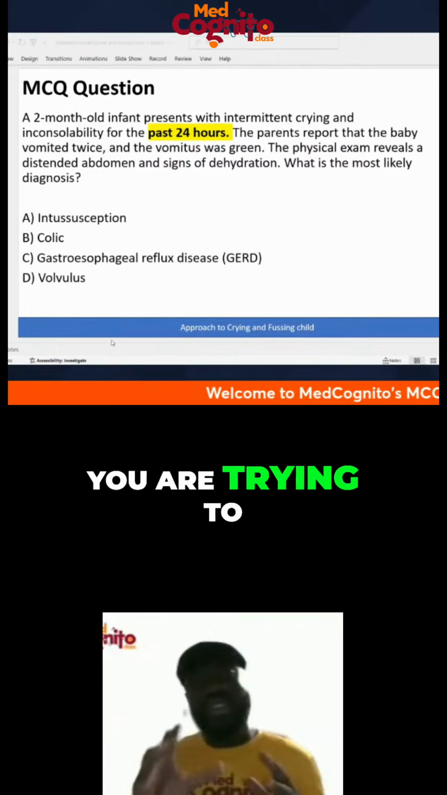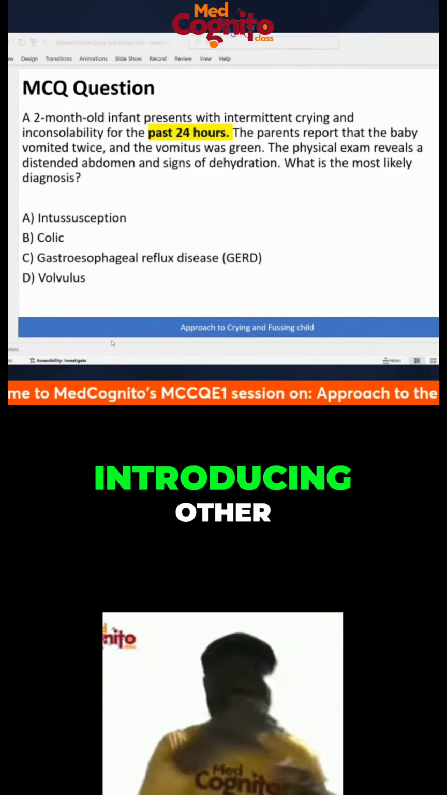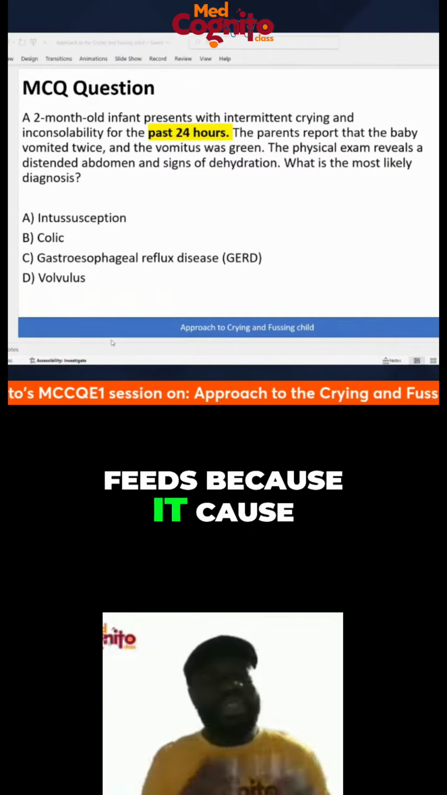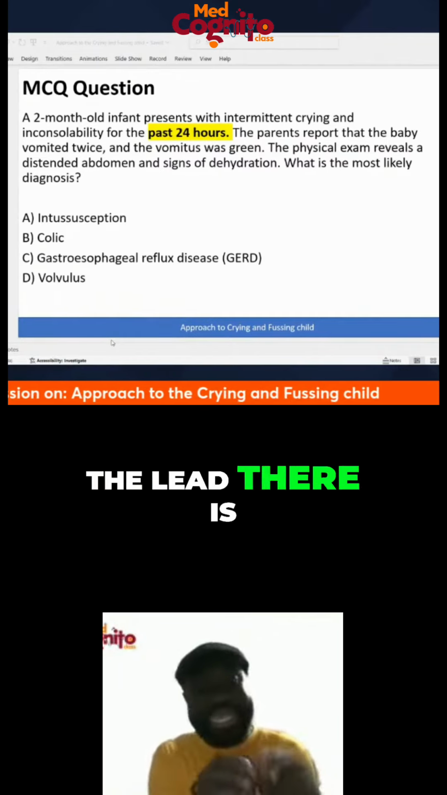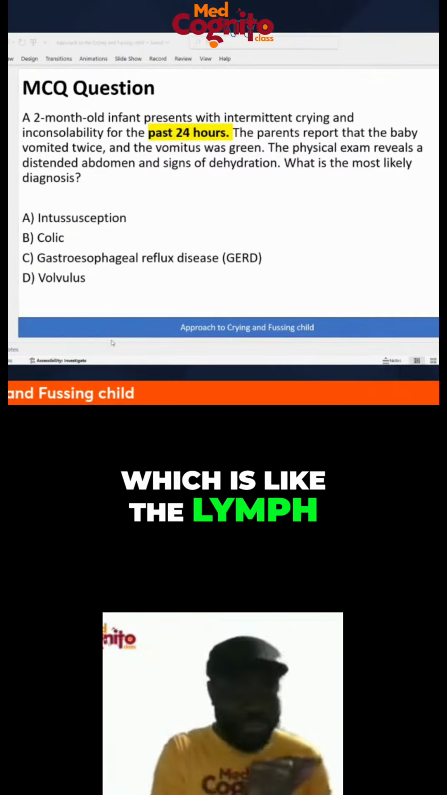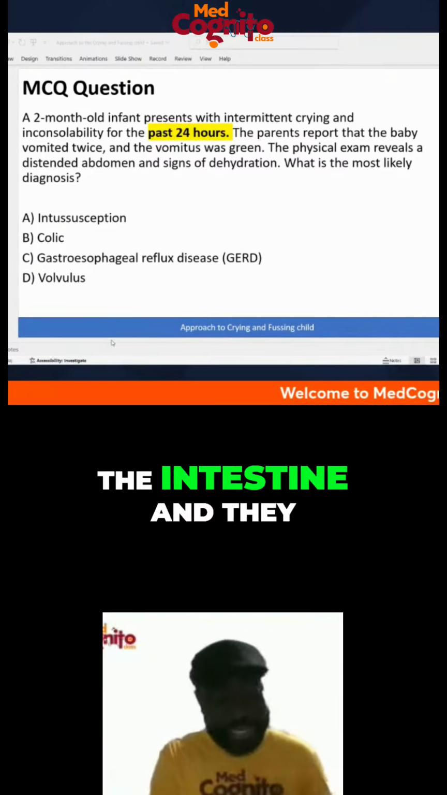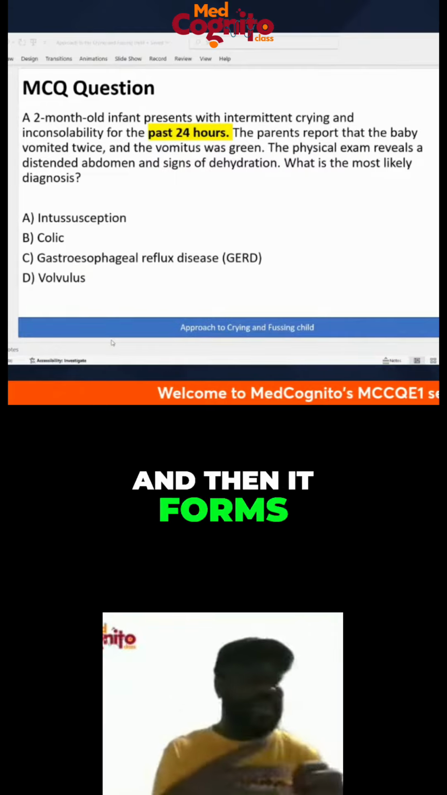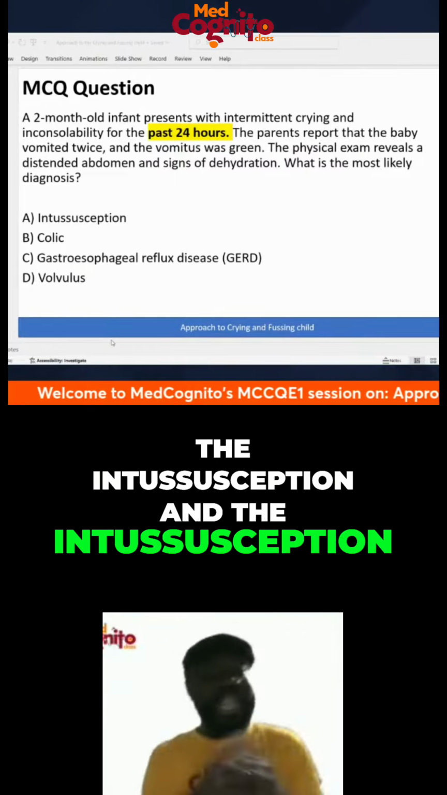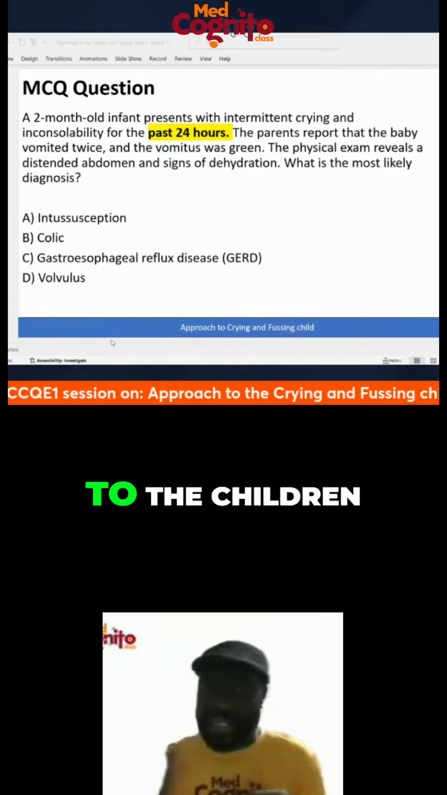Intussusception occurs when you are trying to wean the child off breastfeeding, right? Or when you start introducing other feeds, because the lead there is usually the enlarged Peyer's patches, which is like the lymph nodes around the intestine, and they catch on it, and then it forms the intussusceptum and the intussuscipiens, right? So usually when you are introducing other feeds to the children.